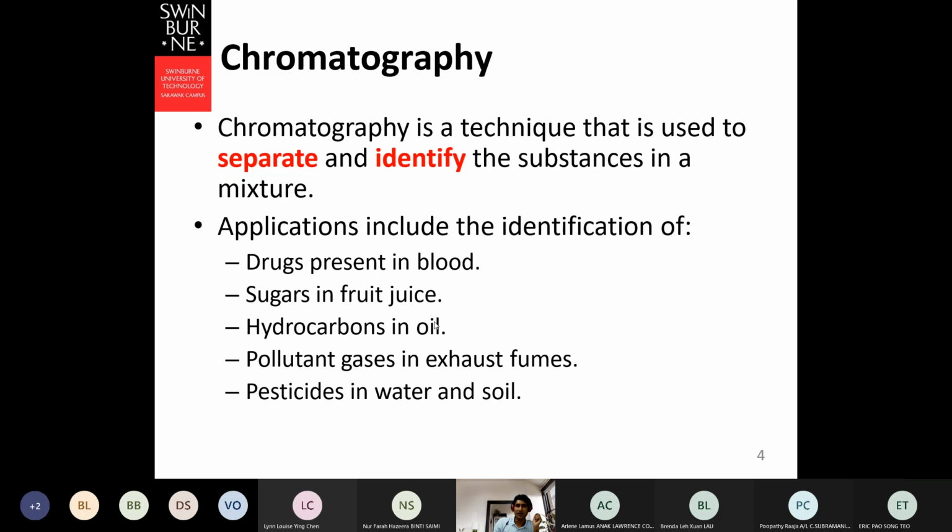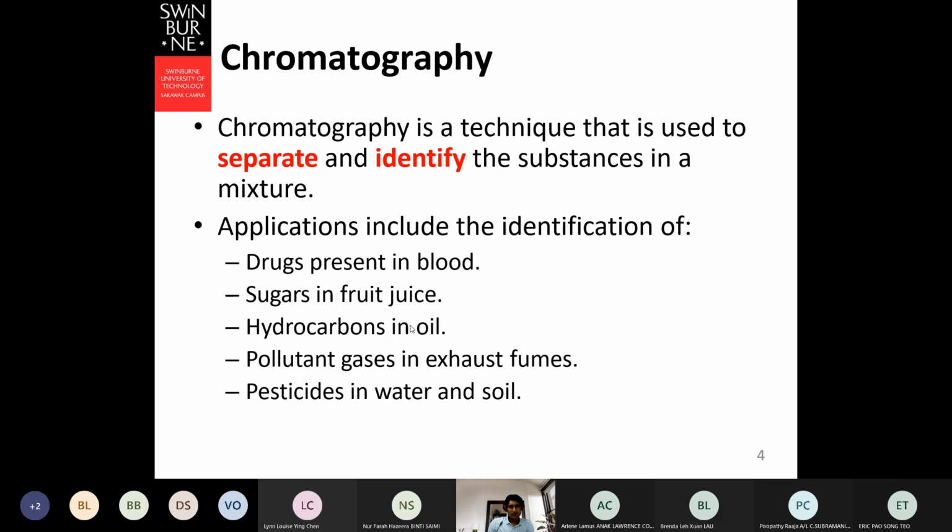And that is why this technique is very important for food and drugs, hydrocarbons in oil and fuel, pollutant gases, pesticides, and every single thing that we use in our daily lives, right? Chromatography is very important to identify and analyze those chemicals. For research purposes, and industrial level as well, a lot of research depends heavily on this chromatography technique.